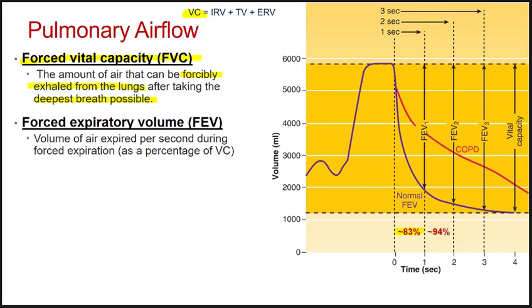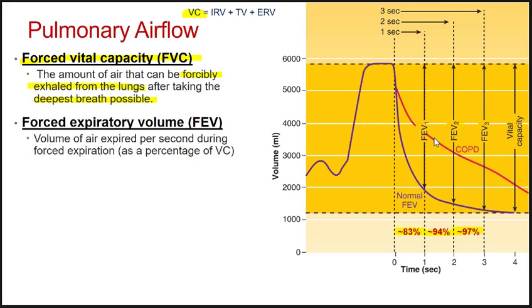Then, by the end of the second, 94% of the air should be able to be exhaled. Then, by the third second, we should be able to have breathed out 97% of air of the 100% that's expected. So what that means is that by the end of 3 seconds, 97% of the air that you forcibly breathe out should be able to be done within 3 seconds.